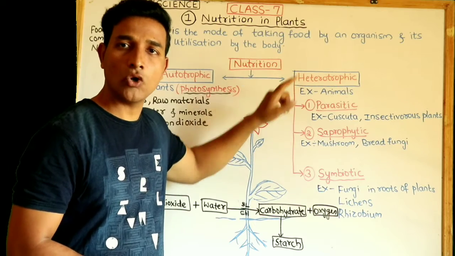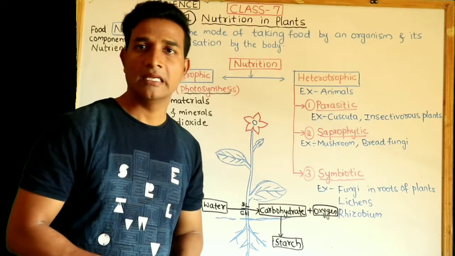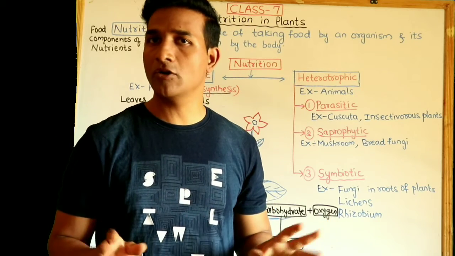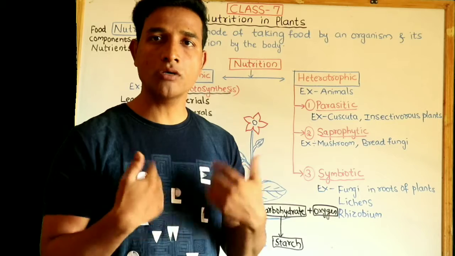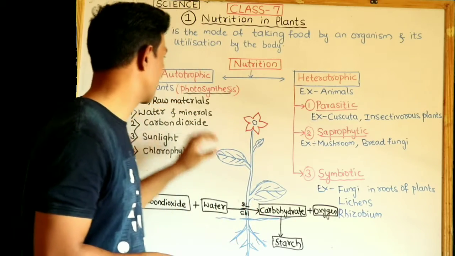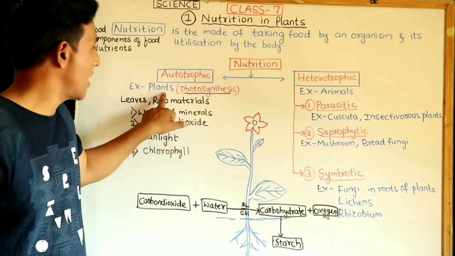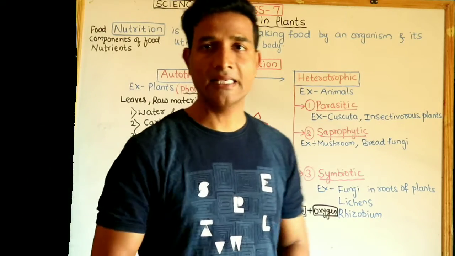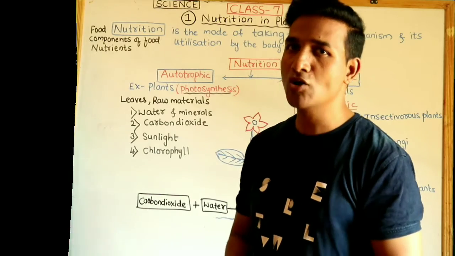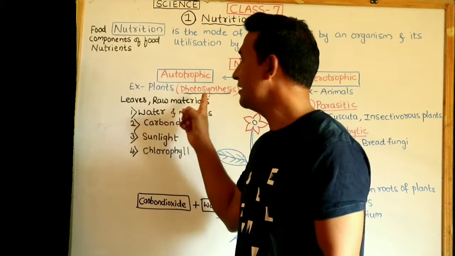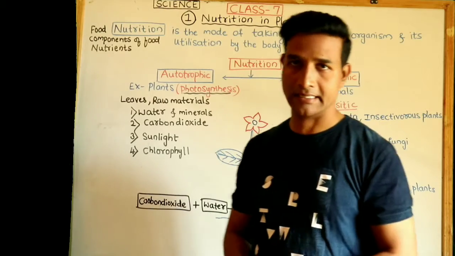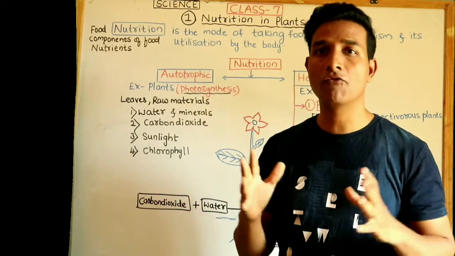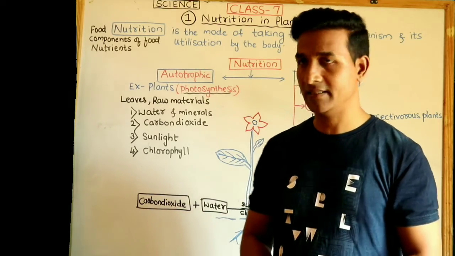Another one is heterotrophic mode of nutrition. These are those organisms which cannot prepare their own food. They are dependent upon other organisms. So let us study about autotrophic nutrition, that is plants. How do plants prepare food? By photosynthesis.